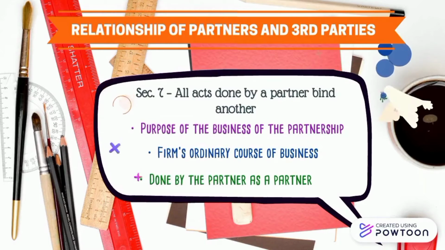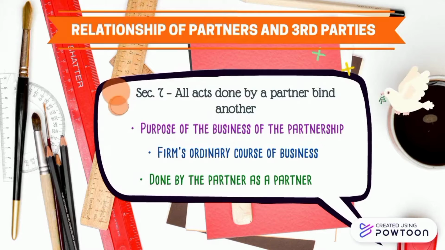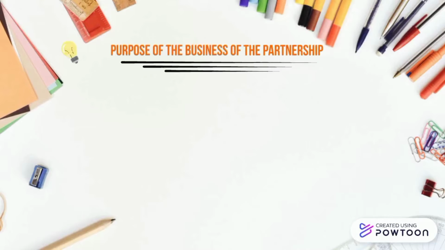Next, we will go through the relationship of partners and the third parties. Section 7 states that all acts done by a partner bind another. The first one, purpose of the business of the partnership. The second one, firm's ordinary course of business. The third one is done by the partner as a partner.